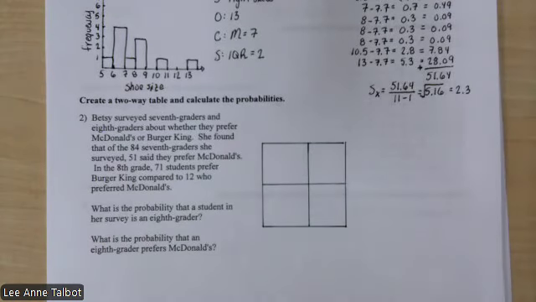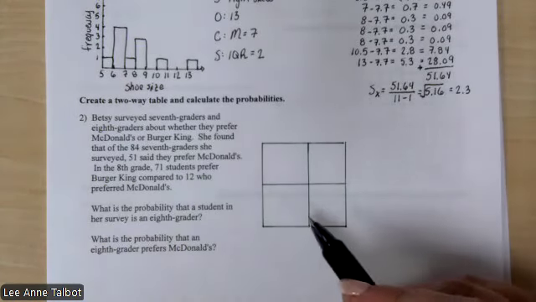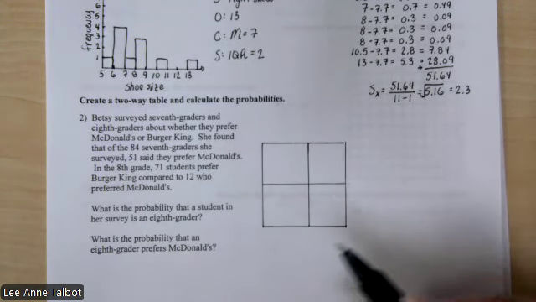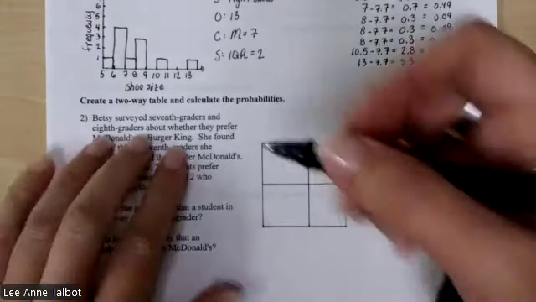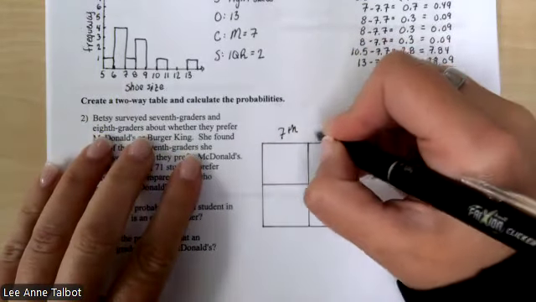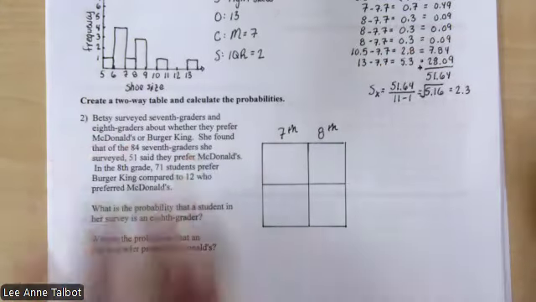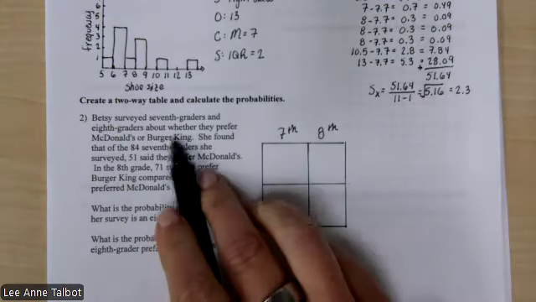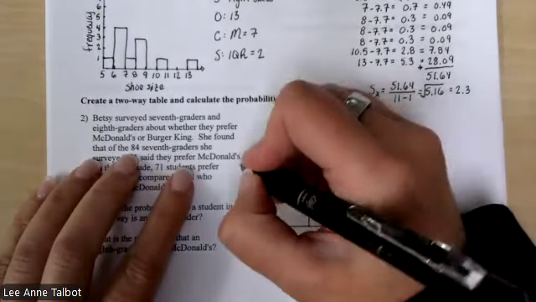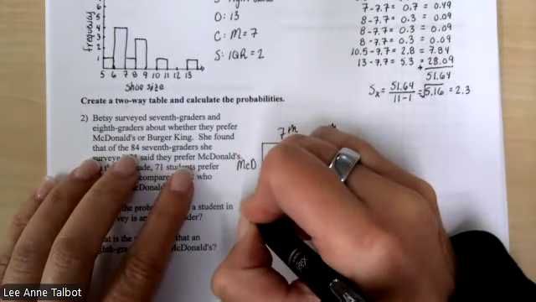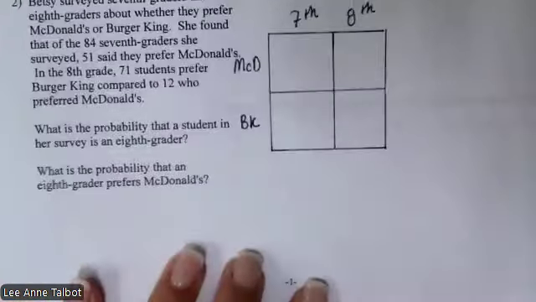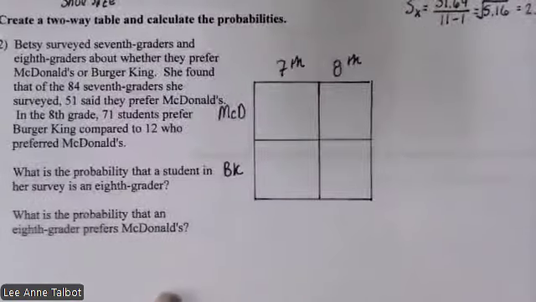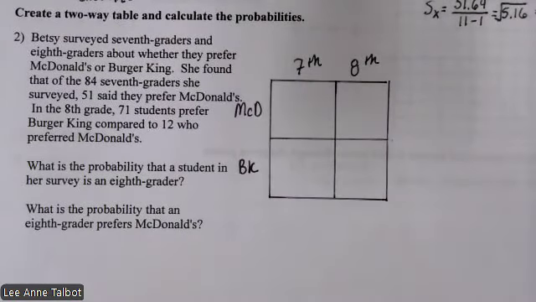Okay, number 2. I really tried to make this with a ruler. It's still not correctly proportioned, but that's fine. Betsy surveyed 7th graders and 8th graders, so we're gonna go 7th and 8th on my box here. About whether they prefer McDonald's or Burger King. I'm gonna put McD and BK. I think I'm a McD person if I had to go between those two.